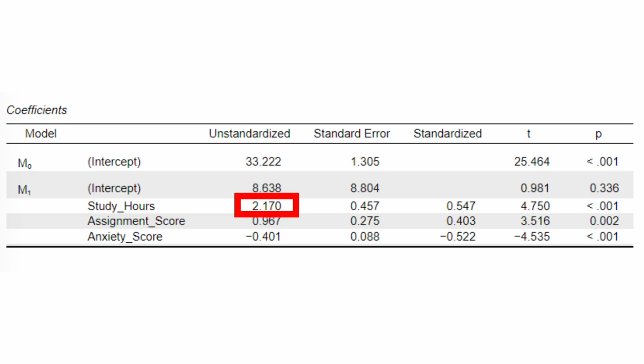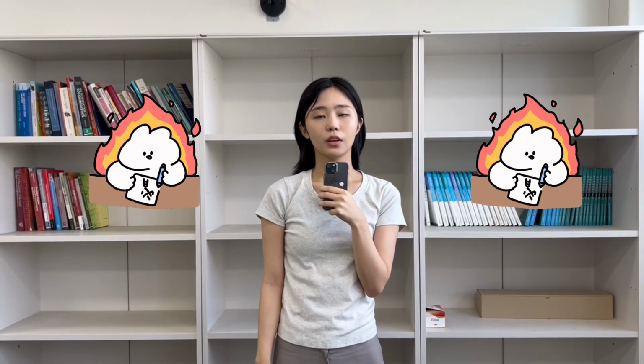But to compare the relative importance of predictors on different scales, we look at the standardized coefficients. Here, study hours has the strongest impact on exam scores. In summary, our regression model significantly predicts exam performance, and all 3 predictors matter. Among them, study hours had the biggest influence. So if you want to get a high score in the final exam, go and study hard.